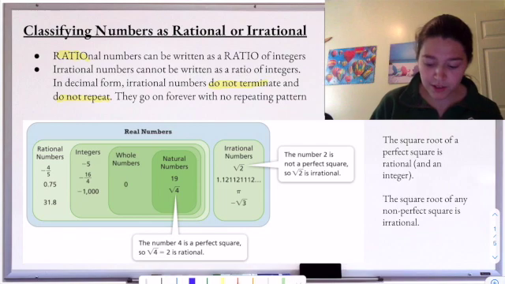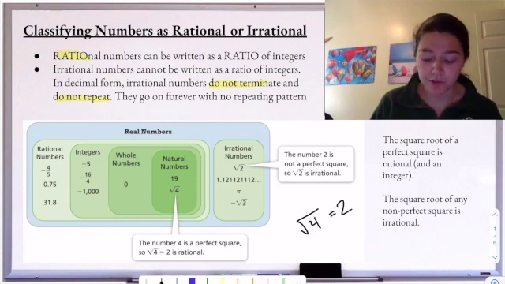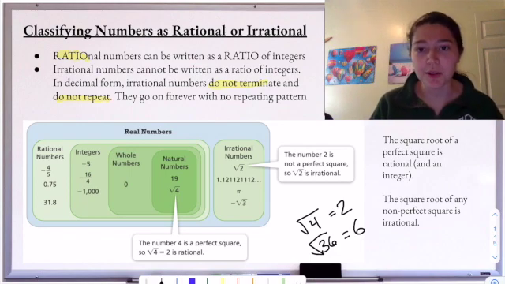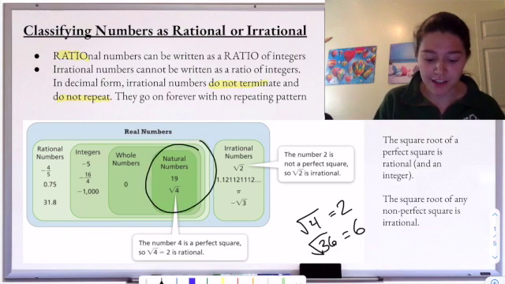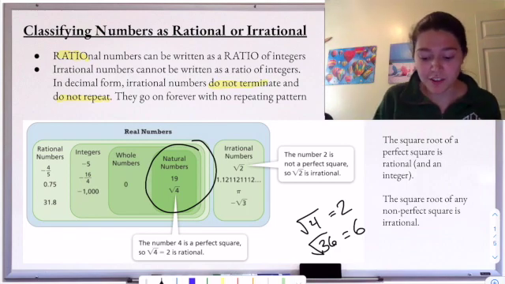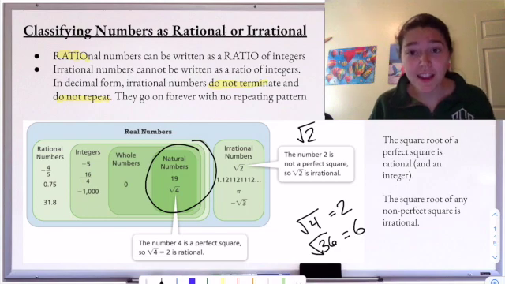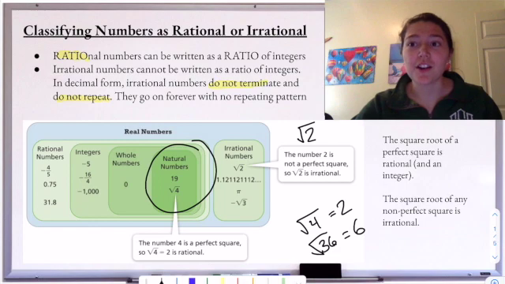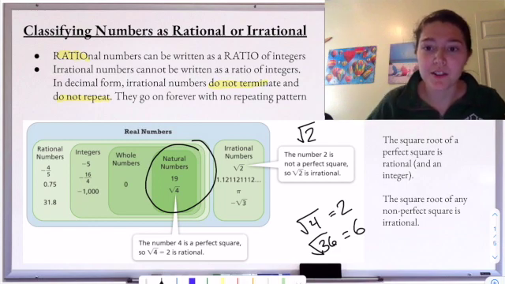So we know at this point that the square root of 4 is 2, because 2 times 2 is 4. The square root of 36 is 6, because 6 times 6 is 36. So when we are taking the square root, we get rational numbers because we just get a whole number, a natural number, 2, 6. Those are very much rational. However, if we take the square root of a non-perfect square, like the square root of 2, we get an irrational number. If you look at it in decimal form, it's a number that goes on forever with no repeating pattern and no end.